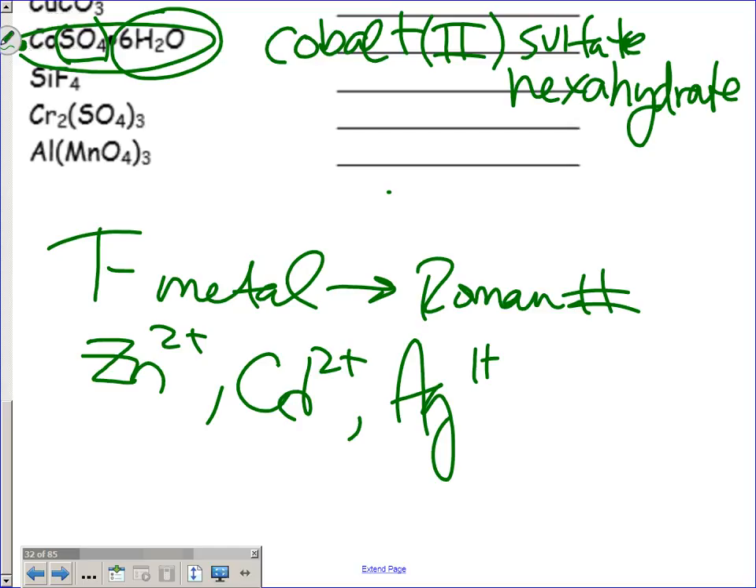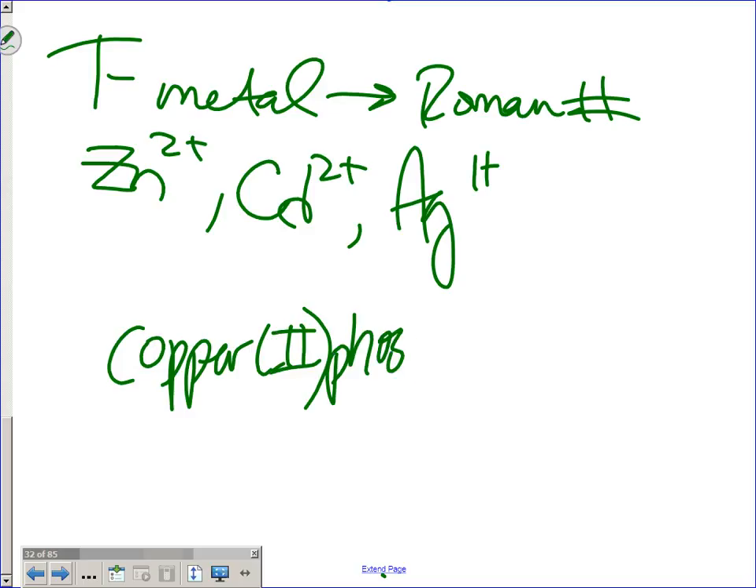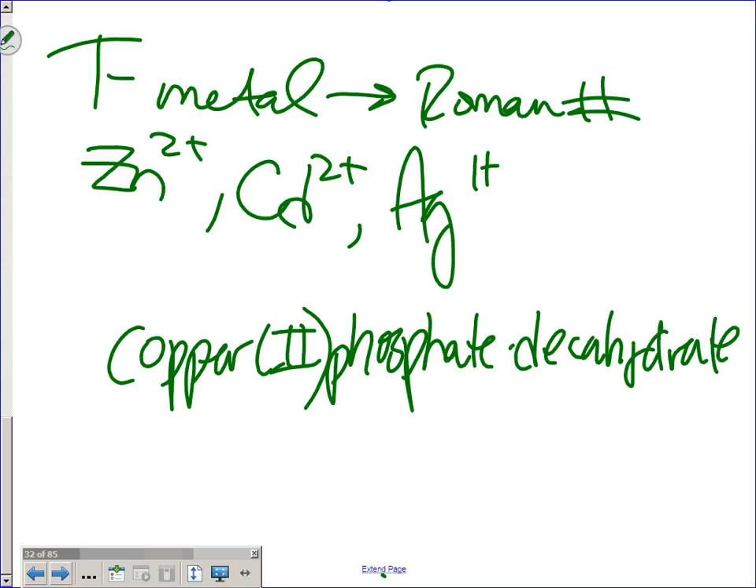So I'll do another example of that. What if I have copper II phosphate decahydrate? You guys write the formula down for that. Do this part first. Copper II phosphate decahydrate. We're going to have to move on to acids and orgo in just about 1 minute, so I'm hoping that answered enough questions here for you.